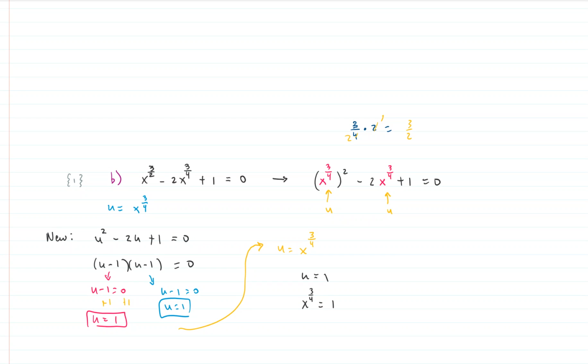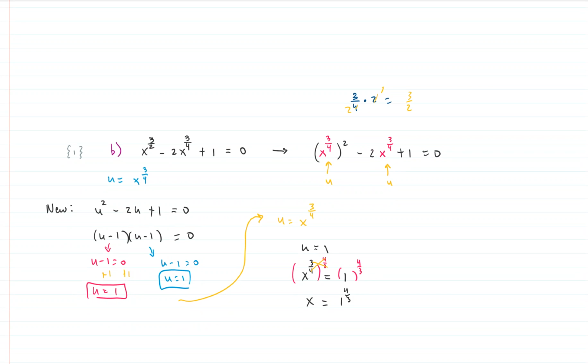This is an equation with rational exponents, and to solve that, we're going to raise both sides of the equation to the 4/3 power. That cancels the exponents on the left, and we get x equals 1 to the 4/3. If you take 1 to the 4th power, you get 1, and then if you take the cube root of 1, you just get 1. So that just gives us x equals 1 as our only answer.